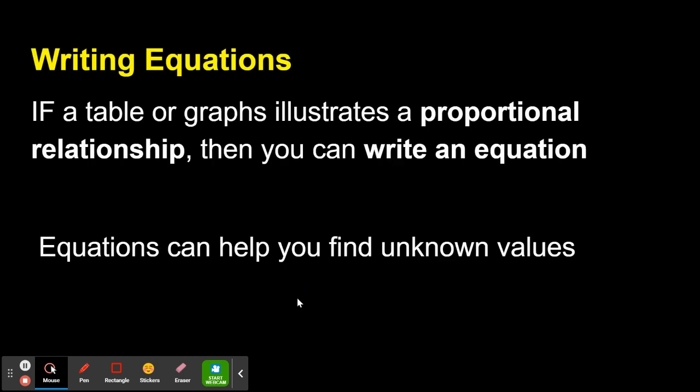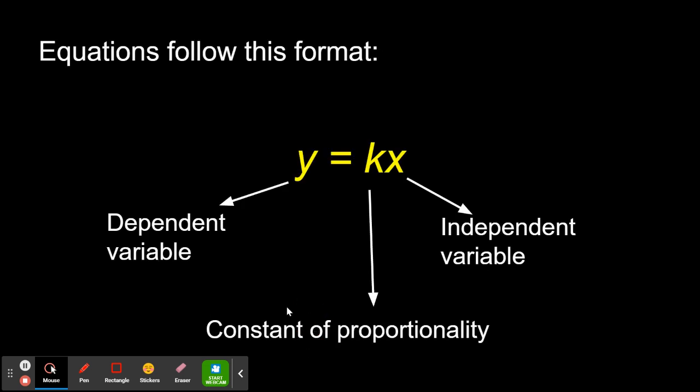Now, if a table or graph illustrates a proportional relationship, then you can write an equation, okay? All proportional relationships have an equation that represents that relationship. And equations can help us with lots of things like finding unknown values. So here's the general format of our equation. It is y equals k, which we know is our constant of proportionality, times x. Now y is our dependent variable, and x is our independent variable.